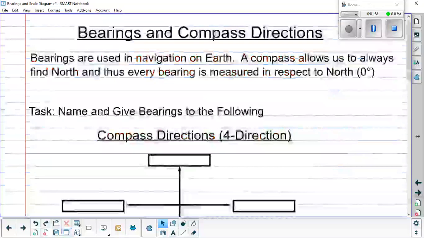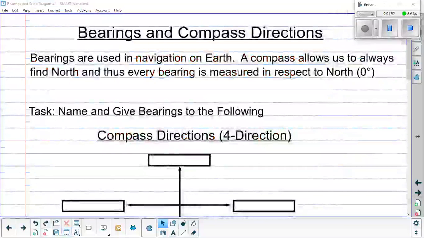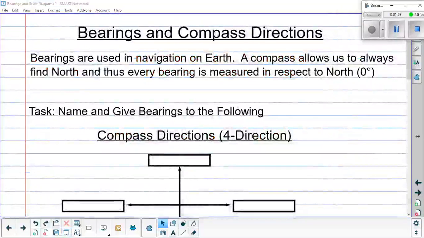The second thing that you may know some of already is we have to talk about compass directions, because bearings are used in navigation on Earth, and the reason we use the compass in bearings is because we can always find where north is, right? We have a compass that'll always point to north, so we can always base our coordinates off of north. Hence why we set north as 0 degrees, and why we measure clockwise, right? Because we have to have some kind of standard.